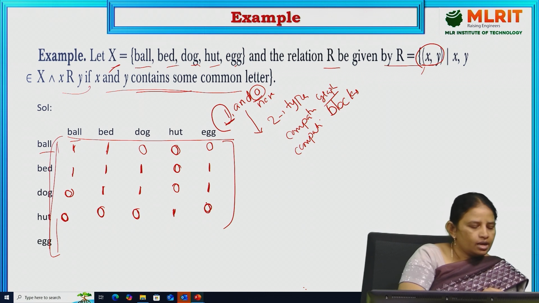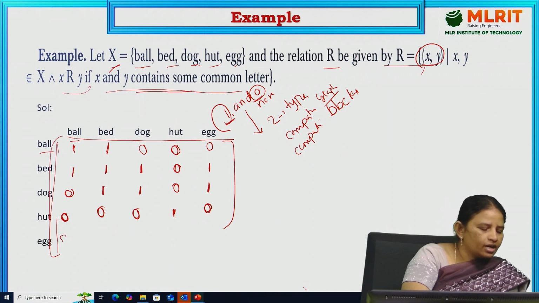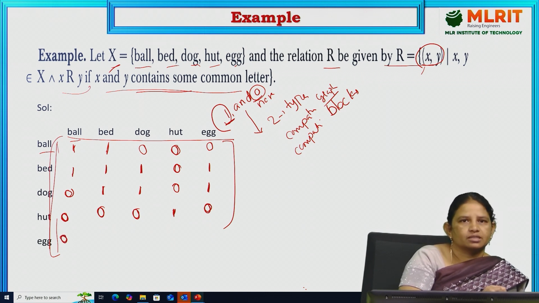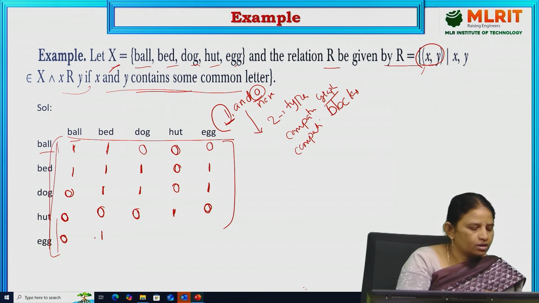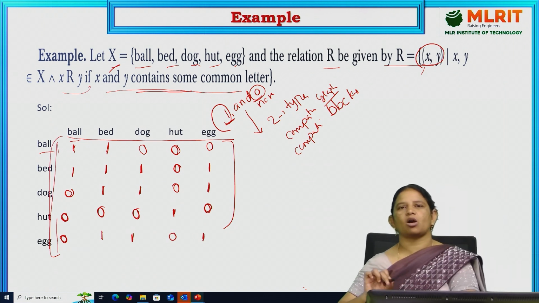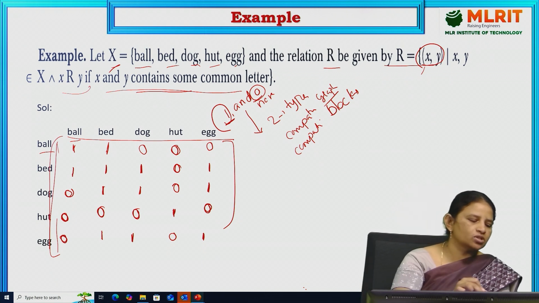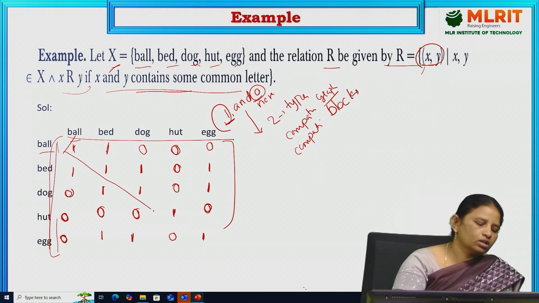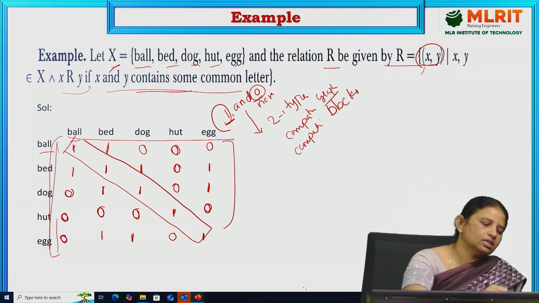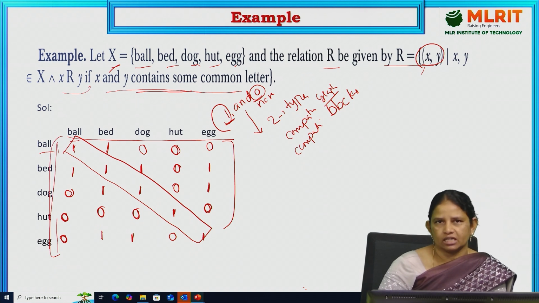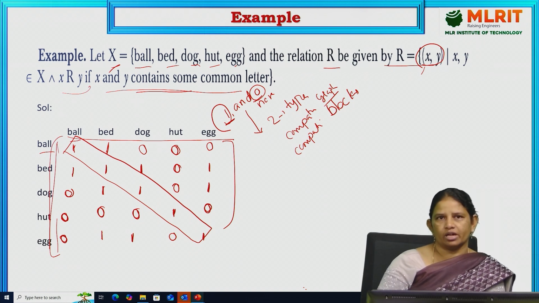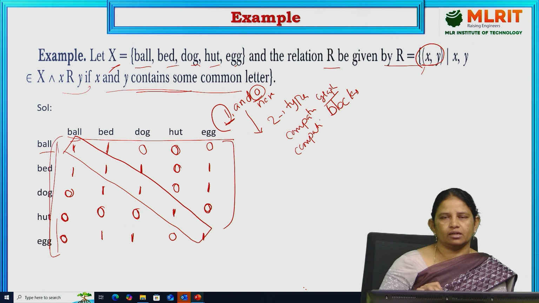Next, egg, ball: no common letter, 0. Egg, bed: common letter is E, 1. Egg, dog: 1. Egg, hut: 0. Egg: 1. So, once you construct the compatibility matrix, then observe the diagonal elements. If all the diagonal elements are present, then the reflexive property is satisfied. All the reflexive common elements, like ball, bed, that is the reflexive property.